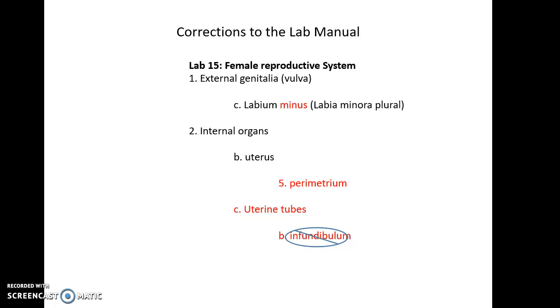Then uterus, you should add a number 5 down at the end of uterus. And that'll be perimetrium. So the outermost layer of the uterus is the perimetrium. Then under that is uterine tubes. I will accept uterine tubes. I will not accept fallopian tubes. Do not use fallopian tubes. It is uterine tubes. And then you can scratch out infundibulum. Infundibulum and fimbriae are in basically the same spot, so I find that confusing. So we're just going to do fimbriae.